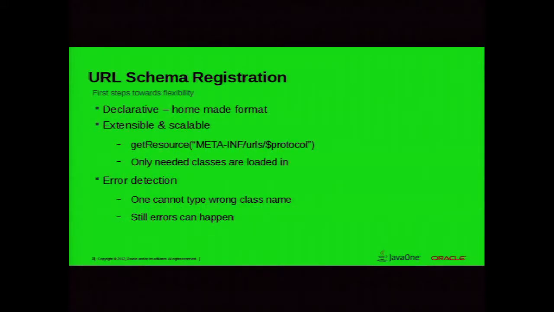So what did we achieve? We defined our domain-specific language with a special way to register URL protocols. We made it scalable, so we load only the implementation which we really need. And we prevented typos by generating the supporting files with the annotation processor. We basically eliminate a lot of errors. Still, some errors can happen.